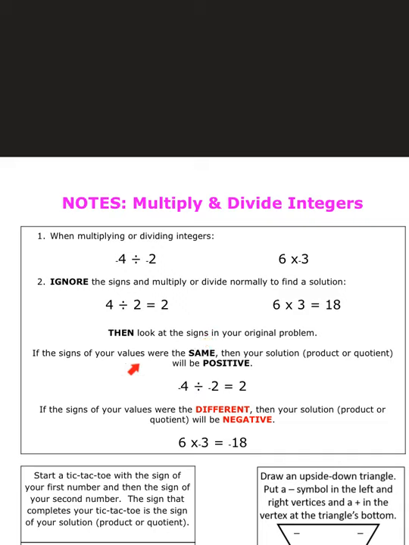Once you multiply or divide normally, then look at the signs in your original problem. If the signs of your values were the same, then your solution, which is either your product for multiplication or your quotient for division, will be a positive answer. So -4 divided by -2 equals a positive 2. If the signs of your values were different, then the solution will be negative. So 6 times -3 is going to equal -18.